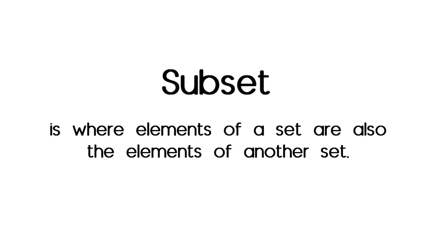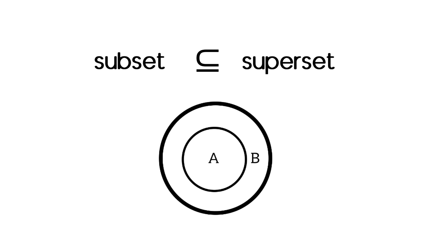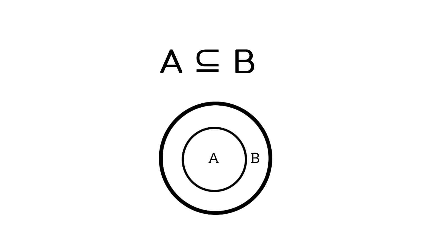A subset is where elements of a set are also the elements of another set. We use this symbol to denote that a set is a subset of another set. The line under shows that the subset must have less or equal amounts of elements than its superset. In this example, by using a Venn diagram, A is a subset of B. If there's even just one element that is in set A but not in set B, then A is no longer a subset of set B. Thus, we use this symbol. Likewise, set B is the superset of set A. To denote a superset, we use this symbol.